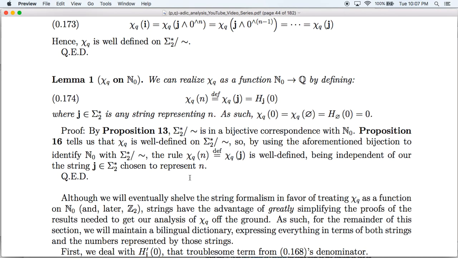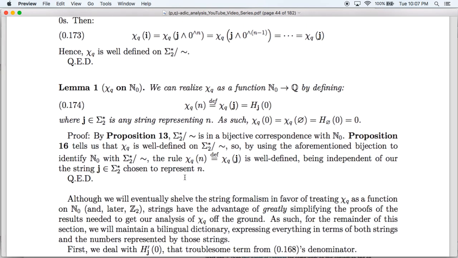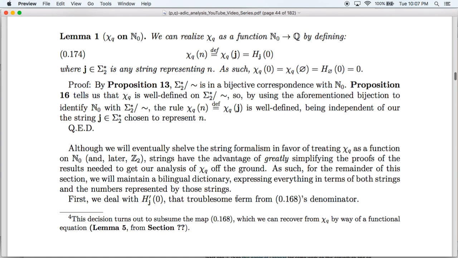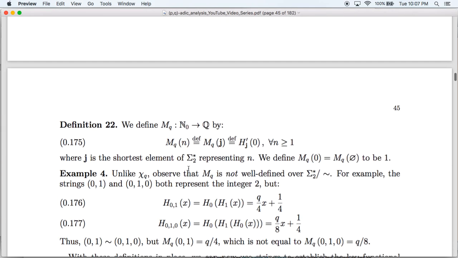So first, we're going to deal with that h bold j prime, that troublesome term from our denominator from earlier. We're going to define m_q from N0 to Q, where m_q of n by definition is m_q of bold j, which is then of course h bold j prime of 0, where j is the shortest element of sigma star 2 representing n, and I define m_q of 0, or m_q of the empty string, to be 1.